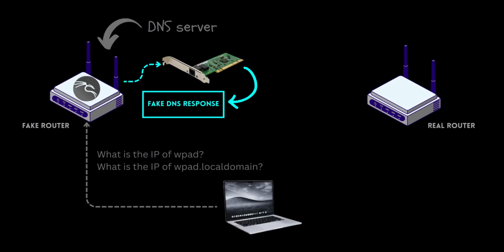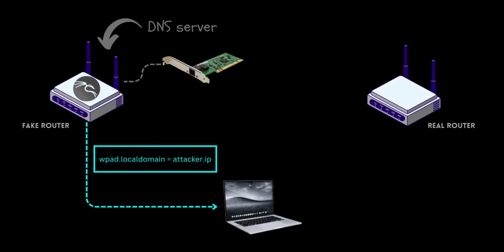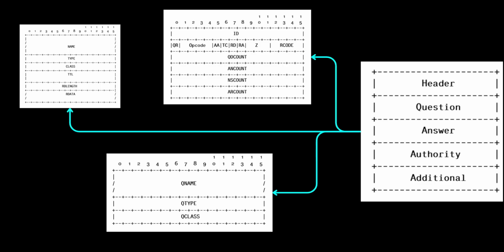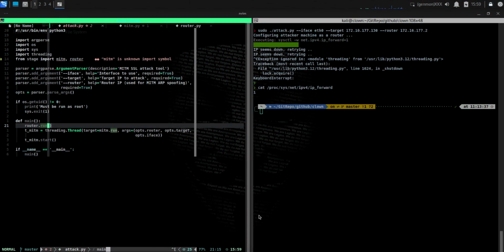Once that DNS packet arrives on our network interface, we will prepare a fake DNS response. That response will tell the victim that the attacker is the WPAD host. A DNS packet consists of several pieces of information, but we will not discuss all of them in detail. But we will go through the important bits within our program. So let's go ahead and start coding.